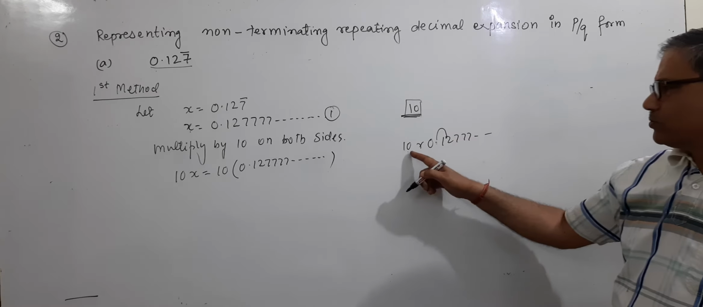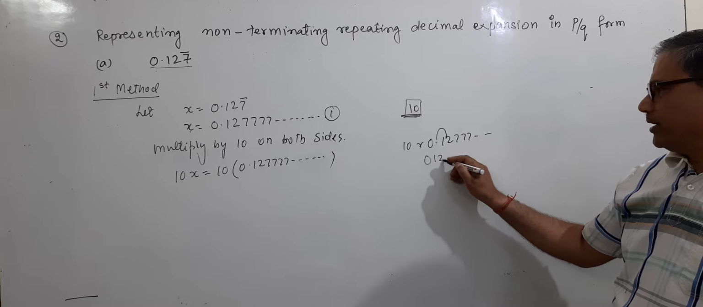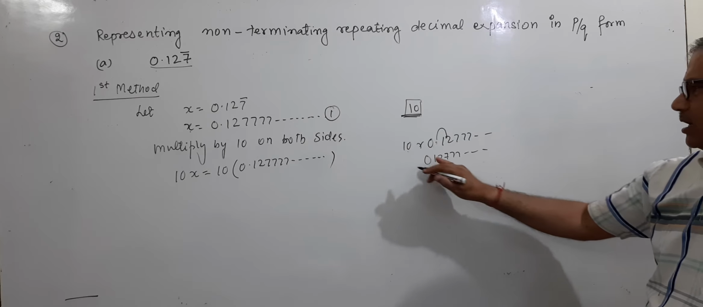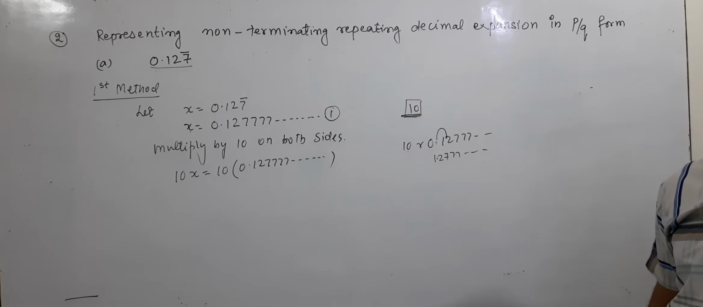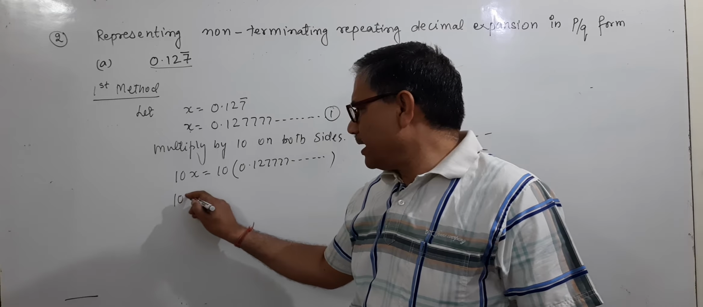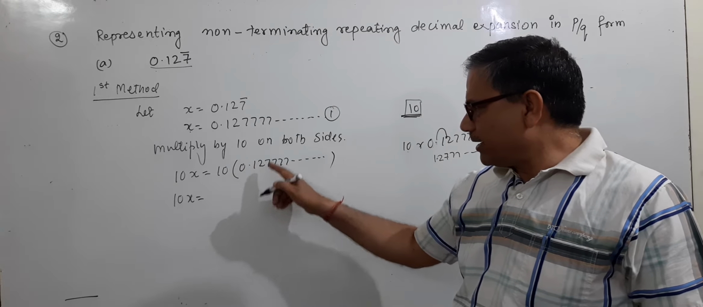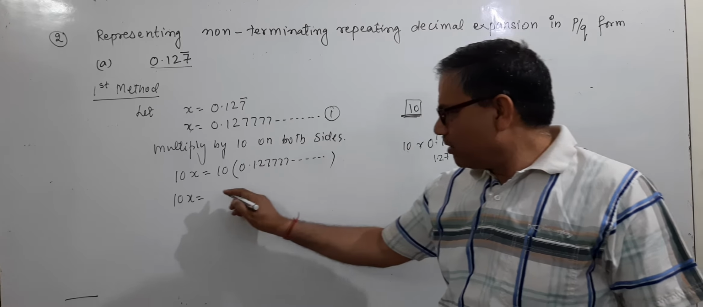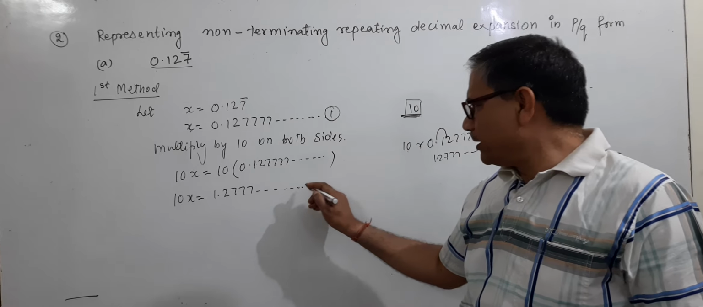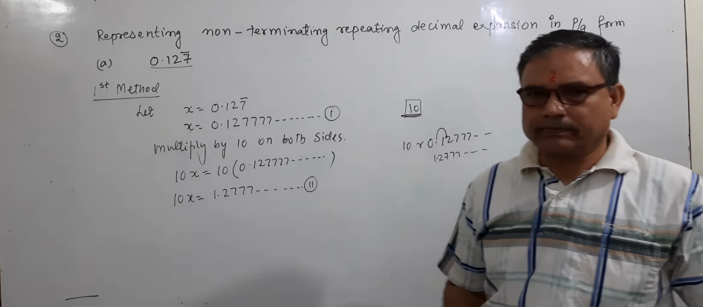Here, how many zeros? 1. So the decimal will shift one place, to 1.27777 dashes, and we need not put a 0 here. I think you know it very well. Multiplied by 10, what is your answer? 10x is equal to 1.2777, where the decimal shifts toward the right, and the 7 will be repeated. This will be equation number second.